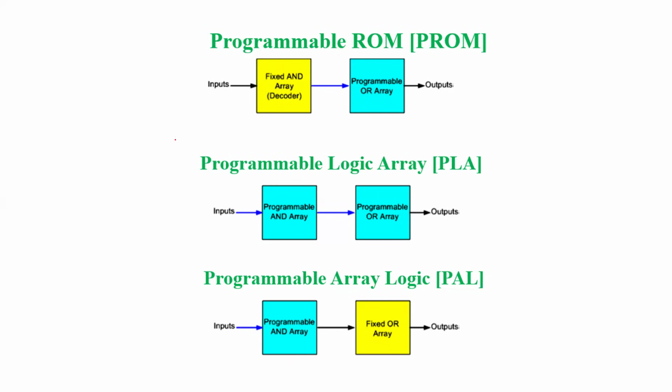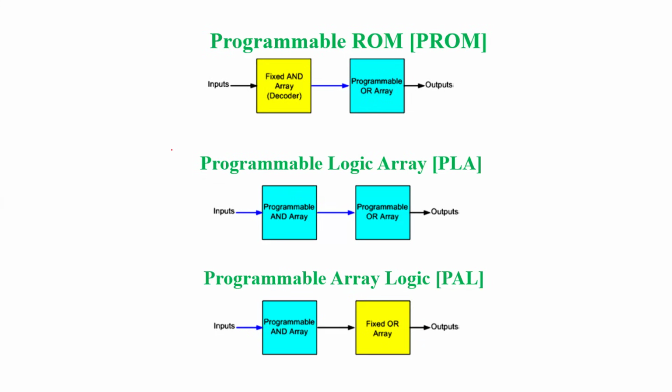Now we are going to compare various types of programmable logic devices. So first one is the programmable ROM, that short form is the PROM. So here we have first a fixed AND array, that also we can design with the help of a decoder. And second part we have a programmable OR array.